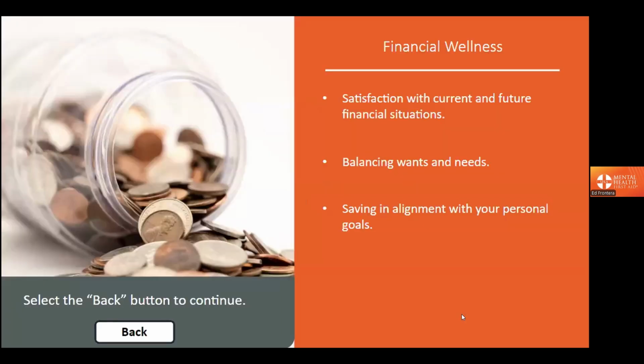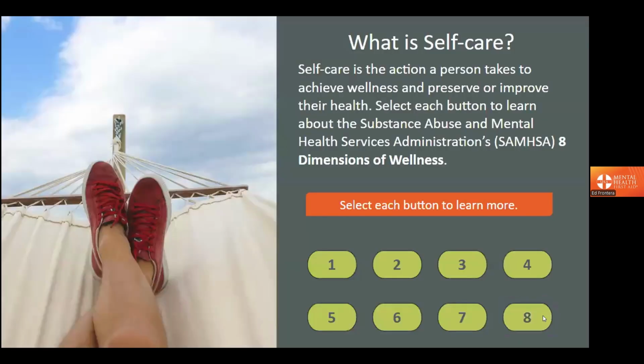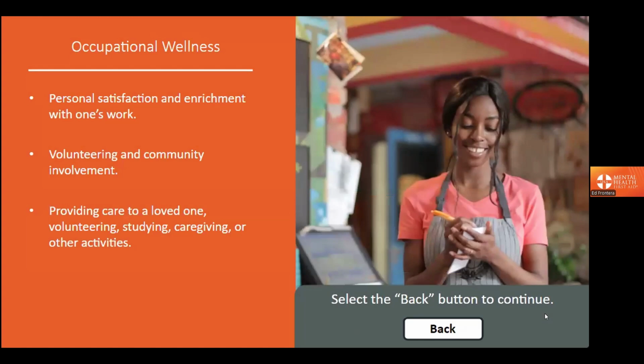Financial wellness comes with experiencing satisfaction with current and future financial situations. Having enough money to meet your needs, balancing wants with needs, and saving in alignment with your personal goals are some ways to ensure financial wellness. Occupational wellness is derived from personal satisfaction and enrichment with one's work. This kind of work is not limited to employment, but can also include volunteering, studying, caregiving, or other activities that provide a meaning and purpose to life.